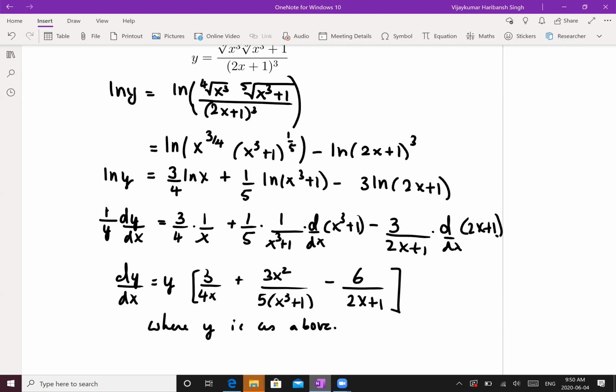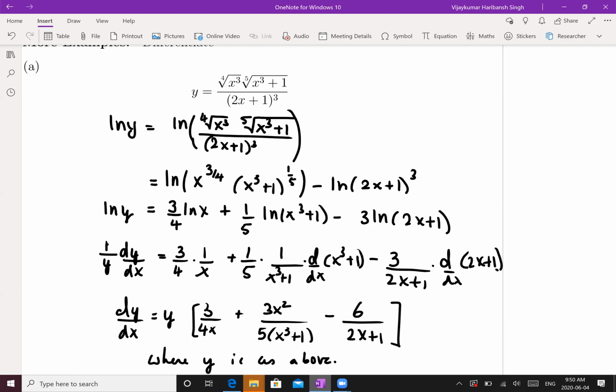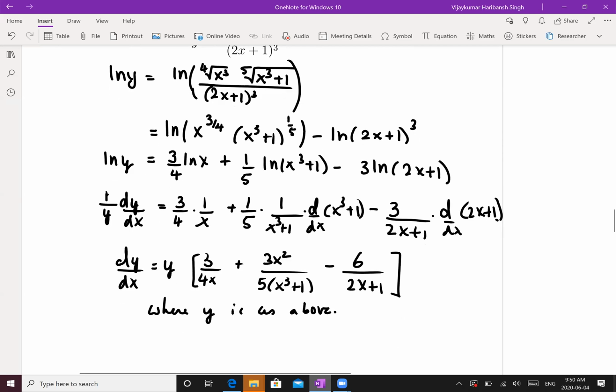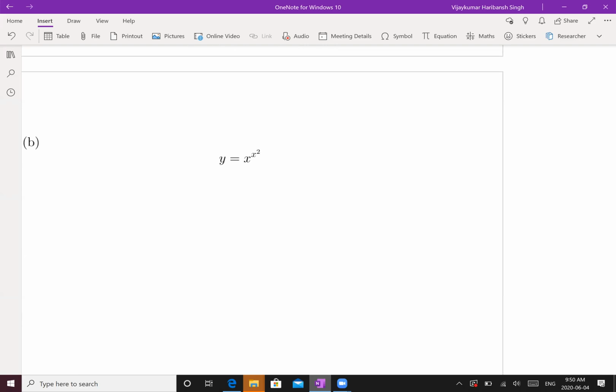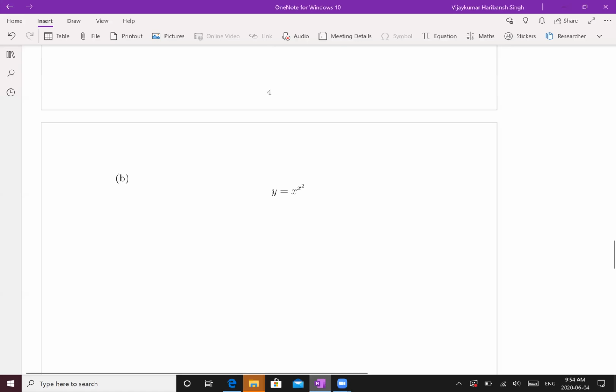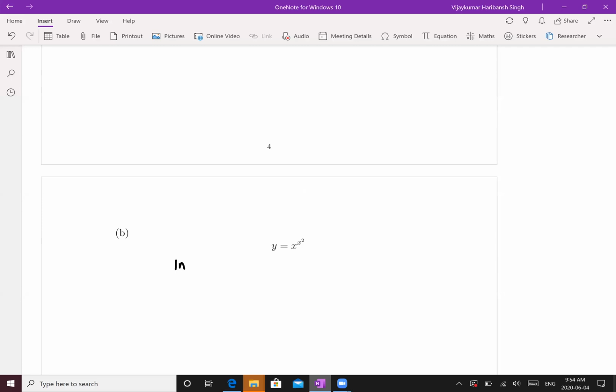So such a process is called logarithmic differentiation. You're using log to simplify and then differentiate. Now, how about this problem? So we'll take ln on both sides. So we get ln y equals ln of x power x squared. And the power comes down. So we have x squared ln x.